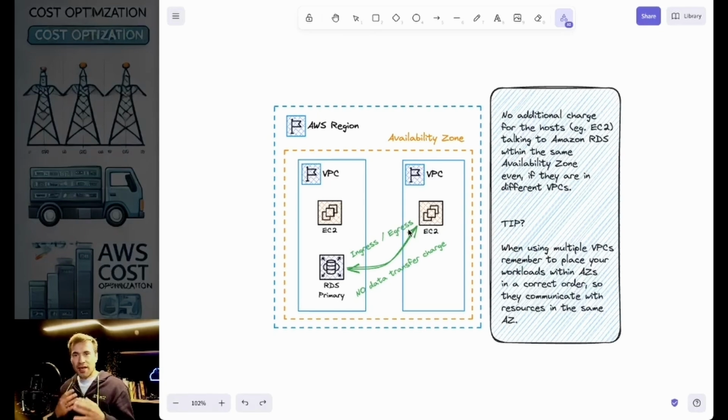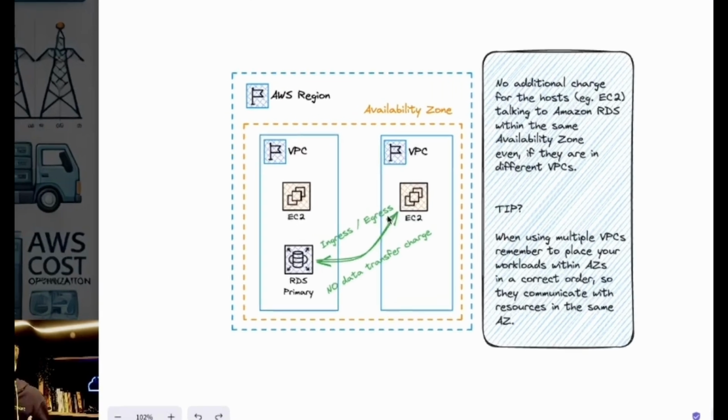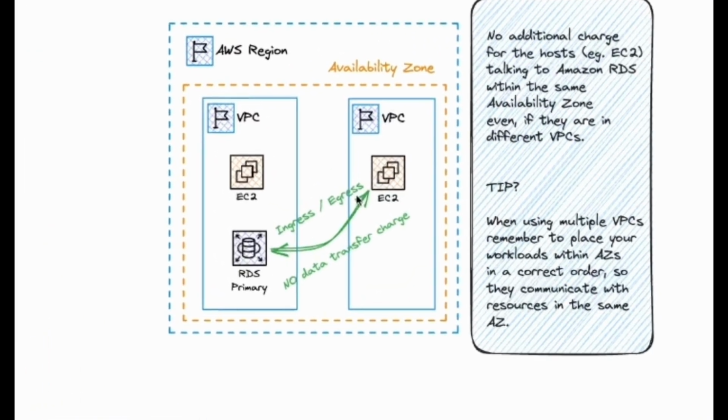So you can have a well-designed, well-structured VPC environment with multiple subnets and, for example, a three-tier application, and you are placing it in different subnets within one availability zone, within one VPC, or within multiple VPCs. You are not charged for the data transfer cost from your EC2 instance to your RDS and back forward.